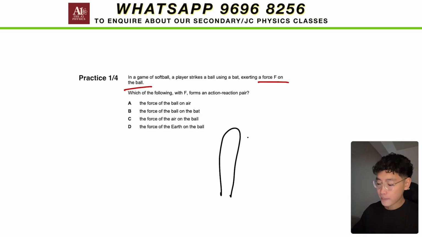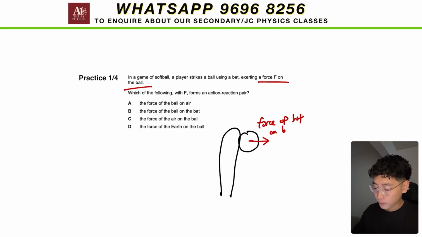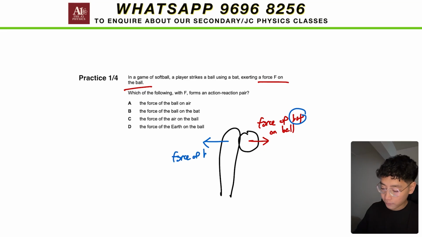But basically, over here is the bat, and over here is the ball, right? And over here, they are saying that this is the force of the bat acting on the ball, right? So the action-reaction pair, if you recall, we can just swap these two words around, right? So the action-reaction pair is the force of the ball on the bat, right? So the answer for this question is B.